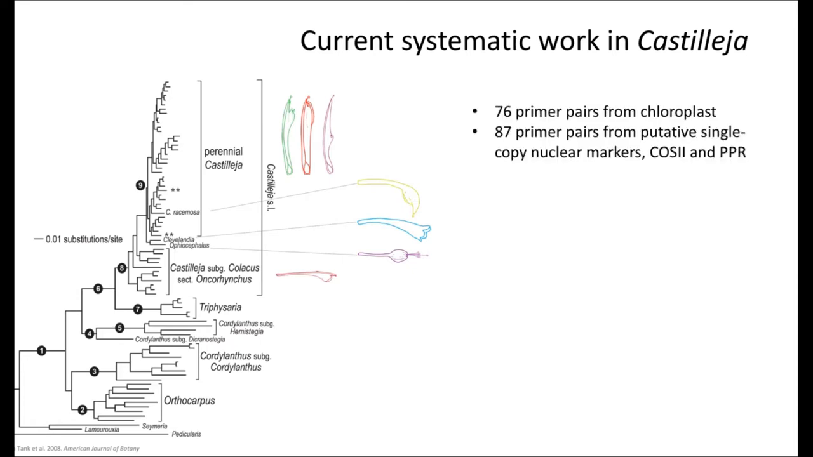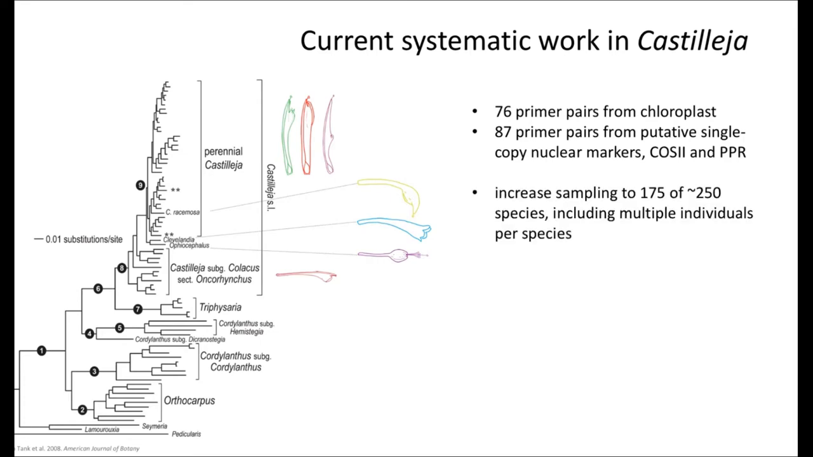In terms of the molecular data, we designed primers for the chloroplast and putative single copy nuclear markers. We developed quite a few of these primer pairs. And we also expanded the taxonomic sampling of the group. We did a couple of really massive field excursions to collect, and we also sampled from a lot of different herbaria to bump our sampling up to about 175 of the approximately 250 species. And then we took all that information and inferred both chloroplast and nuclear phylogenies.